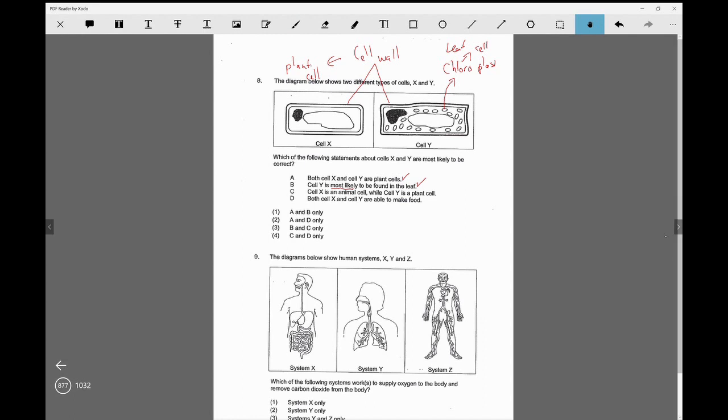X is an animal cell, Y is a plant cell. Nope, X is definitely not an animal cell because there's a cell wall. Animal cells do not have a cell wall. X and Y are able to make food. Not true. Only Y can make food, because only Y can trap light, as it has chloroplast. So only A and B are true.